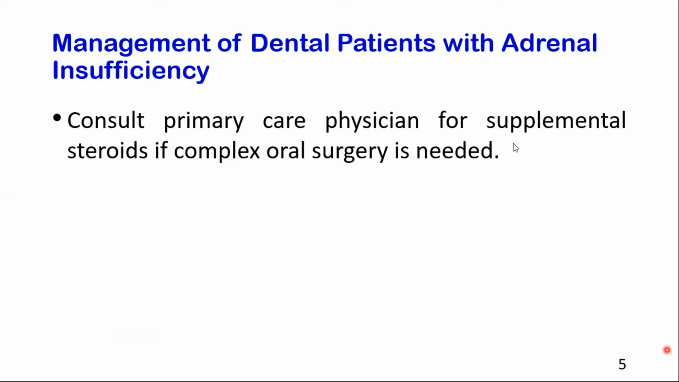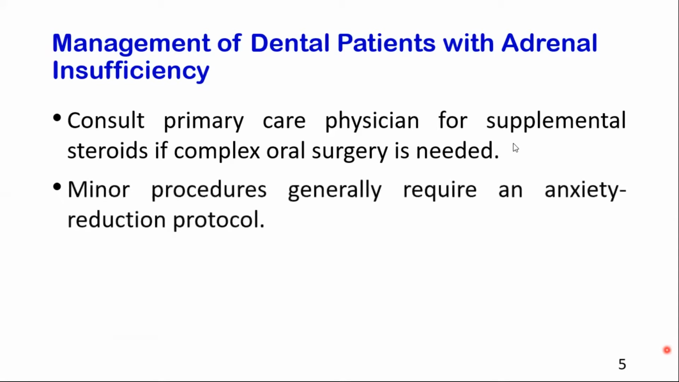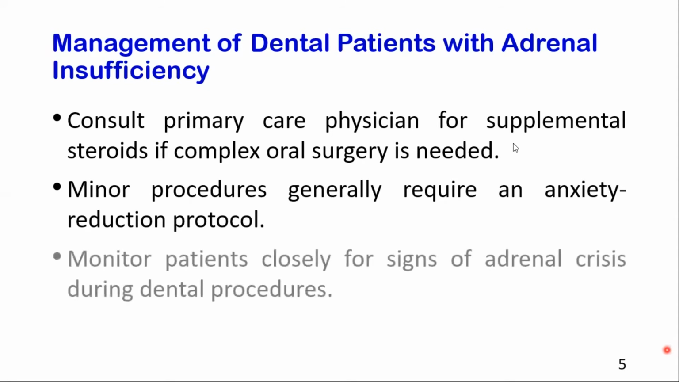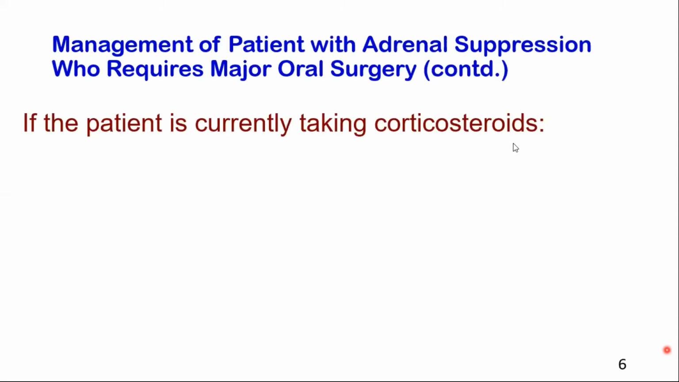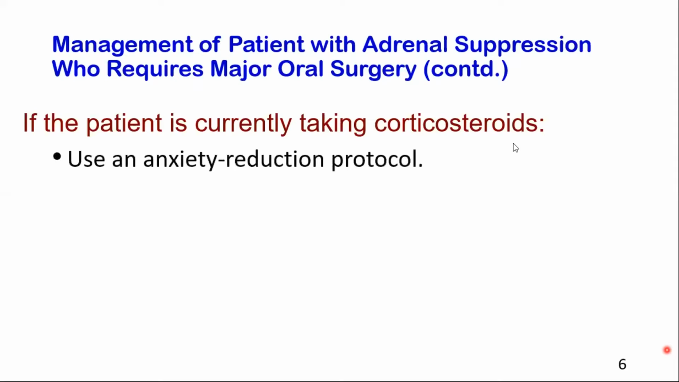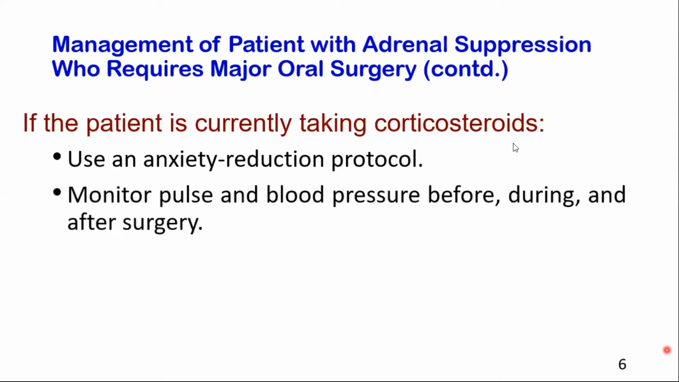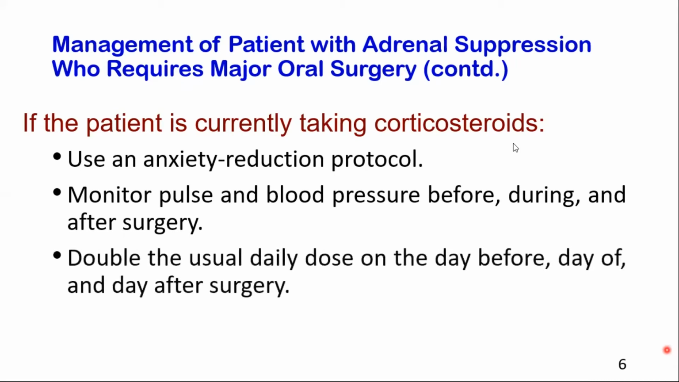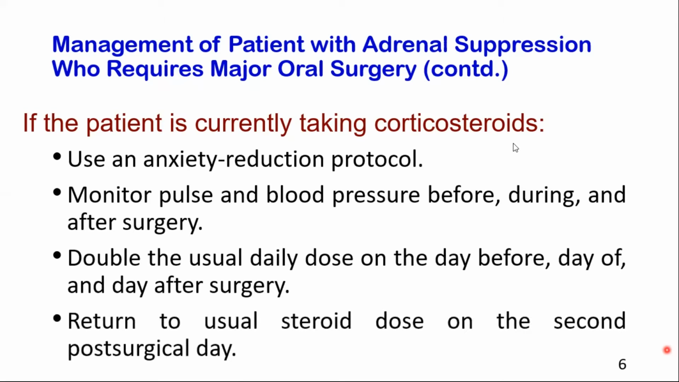For patients with adrenal insufficiency needing complex oral surgery, it's crucial to talk to their primary care physician about extra steroids. For minor procedures, reducing anxiety is usually enough, but close monitoring for adrenal crisis signs is still important. When a patient is currently on corticosteroids and needs major oral surgery, it is important to reduce their anxiety and closely monitor their vital signs. Their steroid dose should be doubled around the time of the surgery: the day before, day of, and day after, and then return to normal on the second post-surgical day.